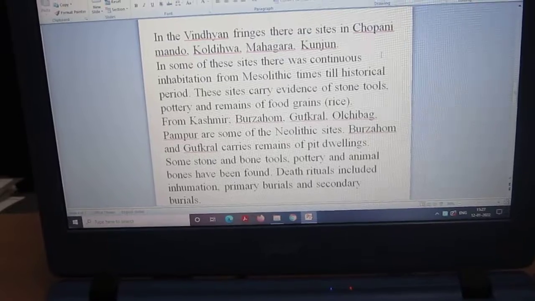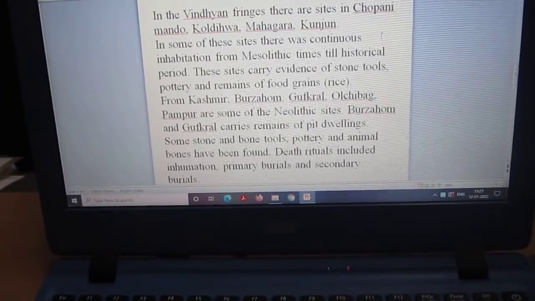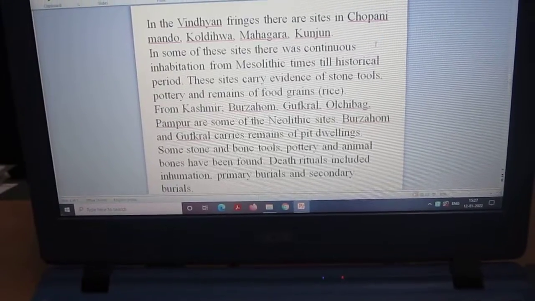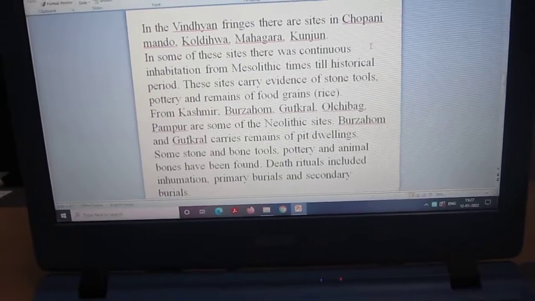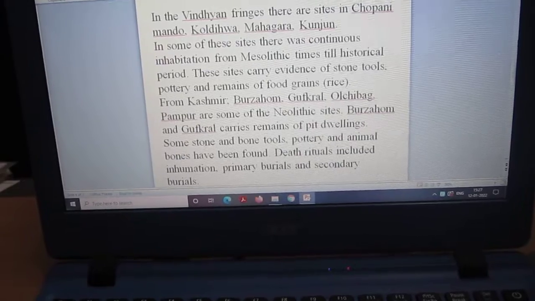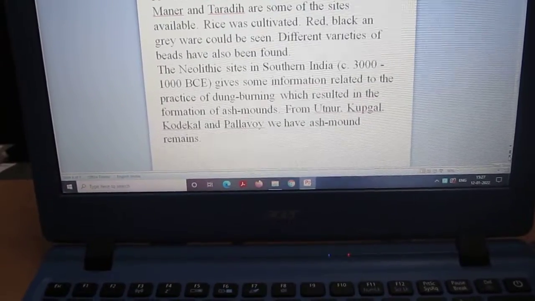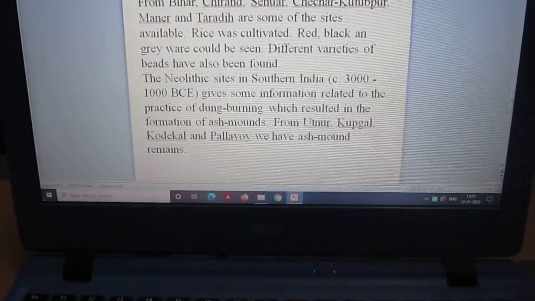That means whenever the dead was buried, some goods were buried with the dead body. And in one or two instances, pet dogs were also buried with the dead. From Kashmir, we find these evidences. So it indicates that these different death practices were prevalent in Kashmir.